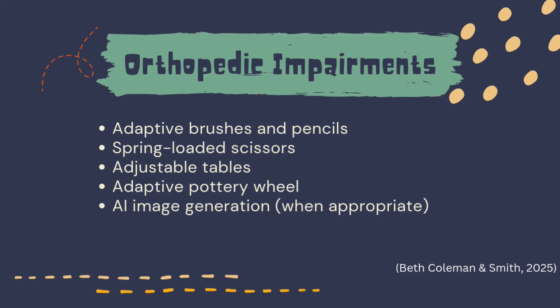For students with wheelchairs, there will be adjustable tables that are wheelchair friendly. And then for students that have issues with the lower part of the body, they will be using adaptive pottery wheels. And in the case where there's very, very limited limb mobility, students will be able to use AI image generation. But of course, this is only when it is appropriate.